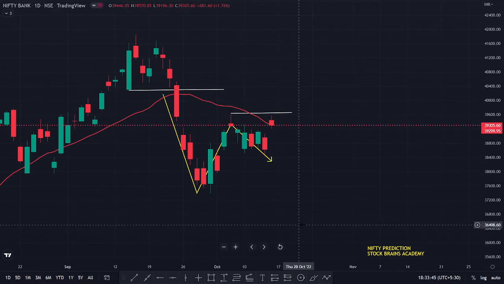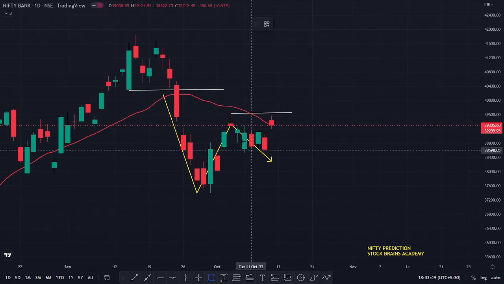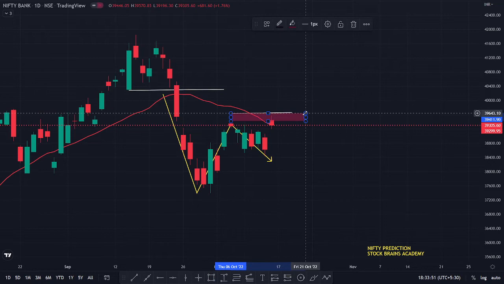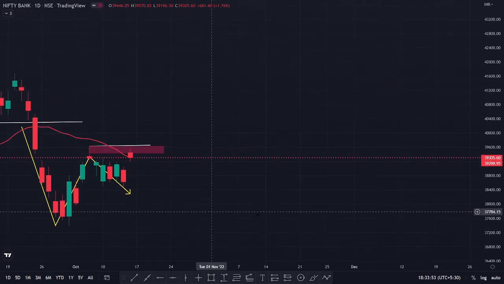Okay, so what we're going to be doing is that Bank Nifty is also forming a very nice double top. And now, what is a double top? Let me teach you guys. Double top is a simple chart pattern.